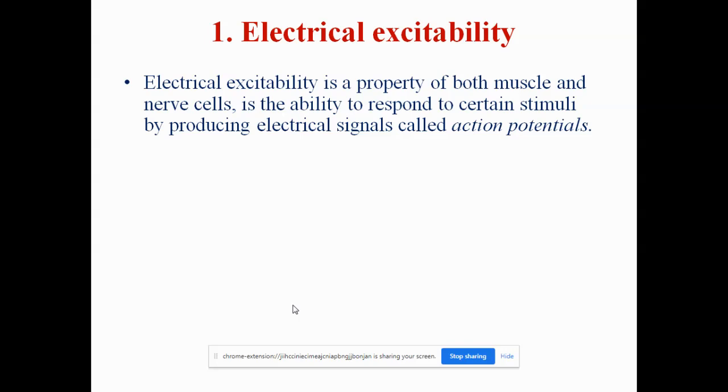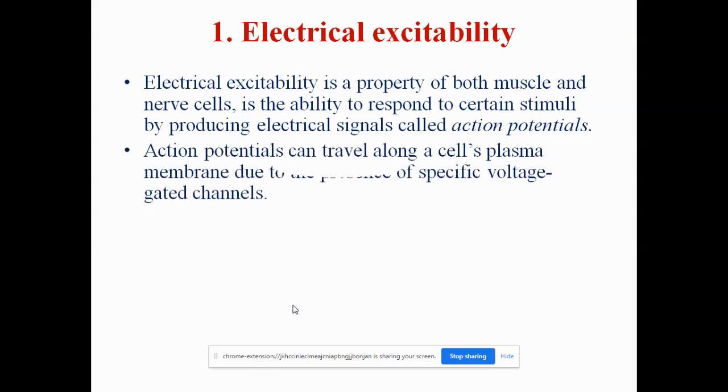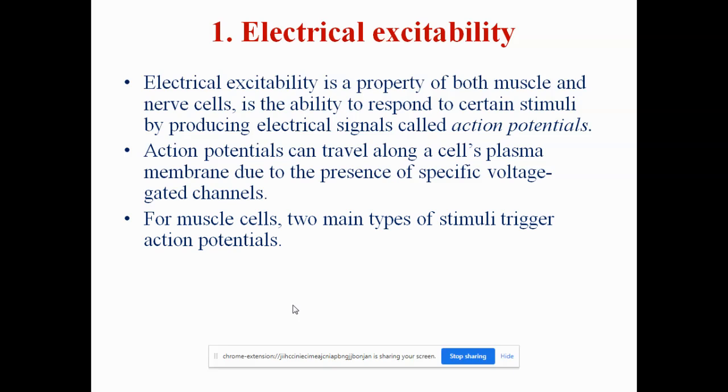Electrical excitability, as you can understand, is the ability of the muscles or the nerves to respond to certain stimuli so that they produce electrical signals, and they are called action potentials. These action potentials can travel along the plasma membrane due to the presence of voltage gated channels, that is, the presence of negative and positive ions inside and outside the plasma membrane.